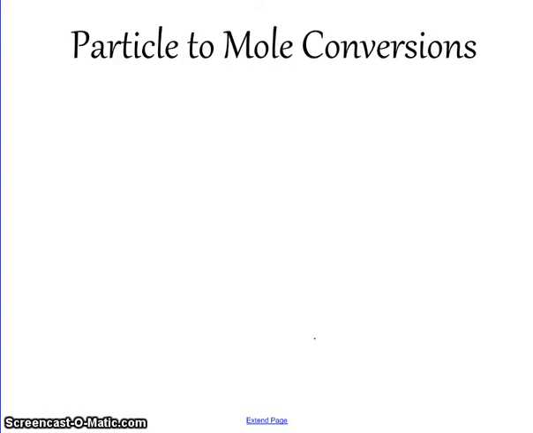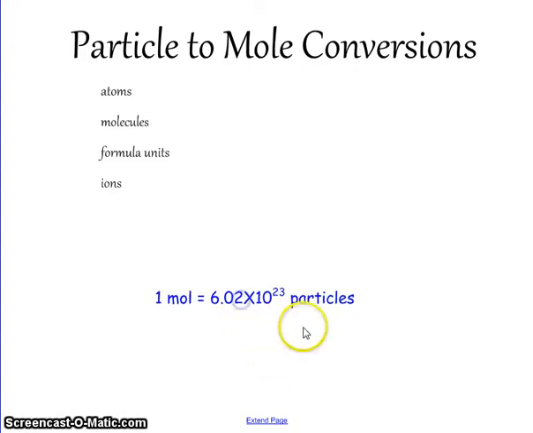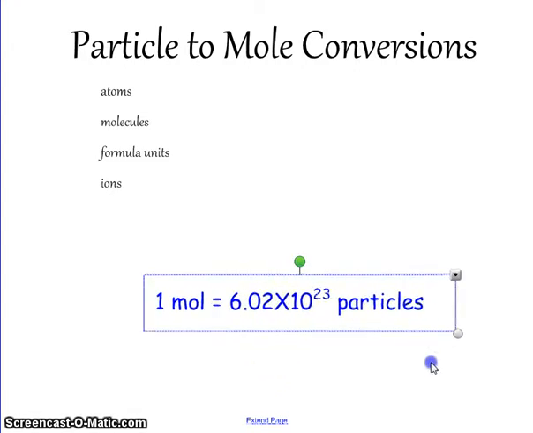Here's some additional particle to mole conversion practice problems. Keep in mind when we say particles, we're referring to atoms, molecules, formula units, ions, cows, horses, whatever the case may be. Regardless of what particle we're referring to, if we have 1 mole, we're always going to have 6.02 times 10 to the 23rd particles. Okay, this is going to be our main conversion factor here. 1 mole equals 6.02 times 10 to the 23rd particles.